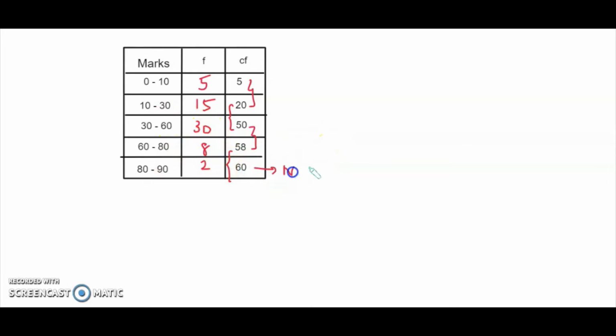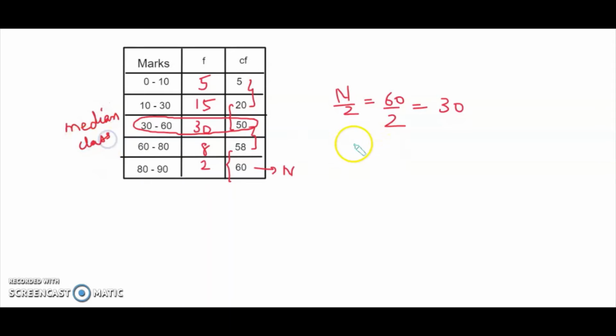Now my 60 is the n. So n by 2 will be 60 by 2, which is 30. So which is the median class we have to select? The nearest and the greatest frequency, that will be the 50. So this is our median class. So that means the entry is L equals 30. Height for this particular class will be 60 minus 30. The class interval is 30. Okay. The frequency is 30 again, right?